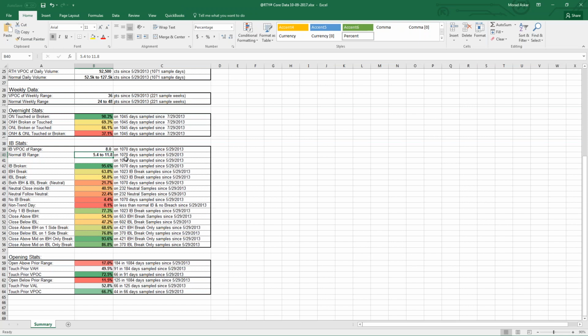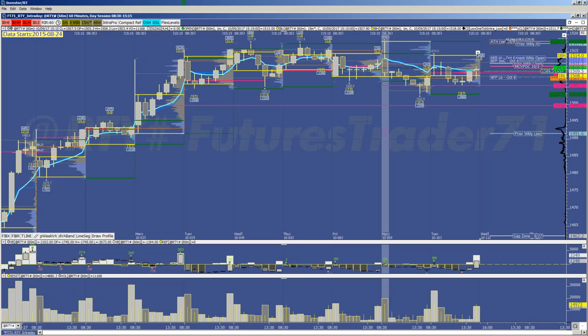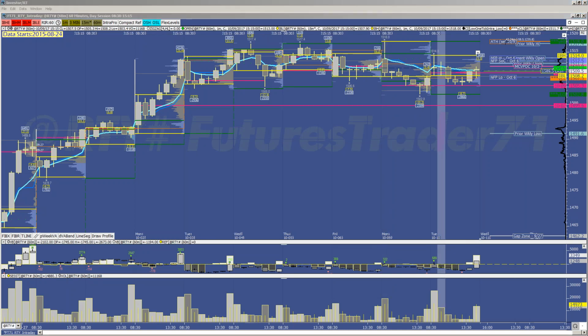On 1,070 days, if we open up and there isn't a holiday and there isn't some crazy announcement that we're waiting for, and then the Russell is trading at, say, a 5-point initial balance, it is just really tight. It opens up that morning and it's just really tight. This is important to know.